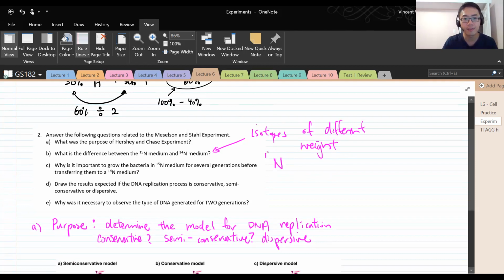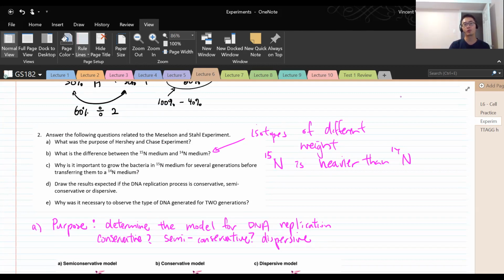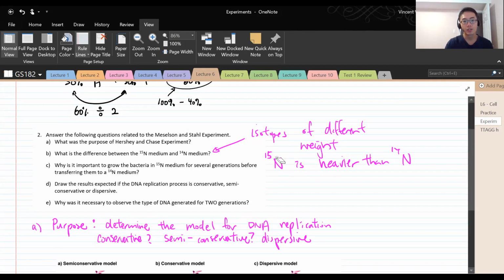N15 is heavier than N14. An isotope is basically two atoms of the same element that have a different number of neutrons. So by having an extra neutron, N15 is heavier. Why is it important to grow the bacteria in N15 for several generations before transferring them to N14?